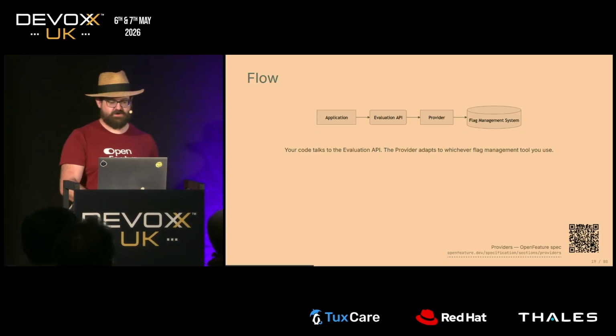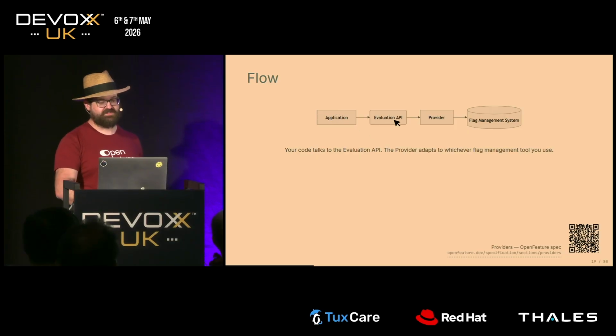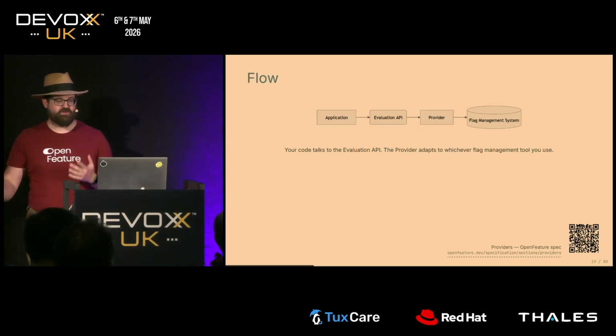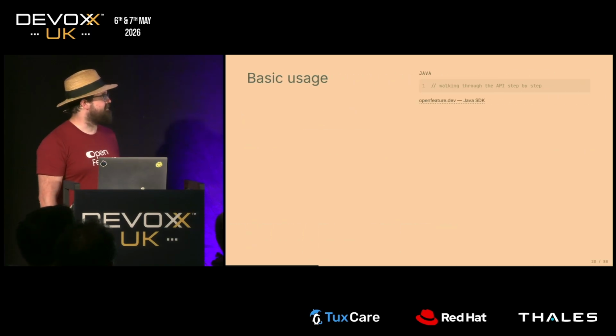OK, then let's take the mouse. You have your application which is actually only interacting with the evaluation API, and that's the core concept we will be talking about now. And this evaluation API will then communicate with a provider, which is the abstraction to your feature flag management tool. And how does this look like from a Java perspective?